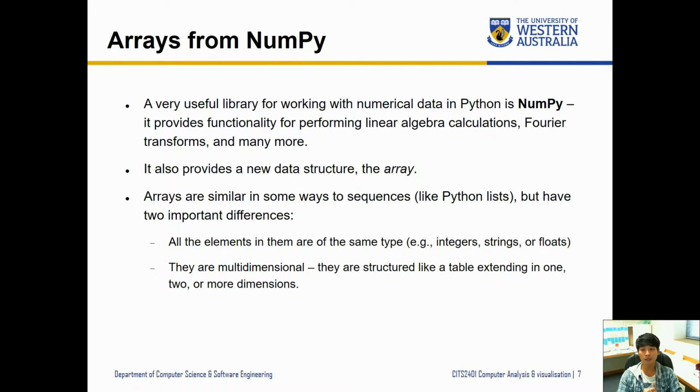The next one is that they are multi-dimensional. We talked about how we can nest lists in Python. It's a similar concept, but the structure of NumPy arrays is not really like a nested structure. They are structured like a table extending in 1, 2, or more dimensions. So in this aspect, it's much easier to interact with data in different dimensions. You'll understand better when we apply some operations to NumPy arrays later on.